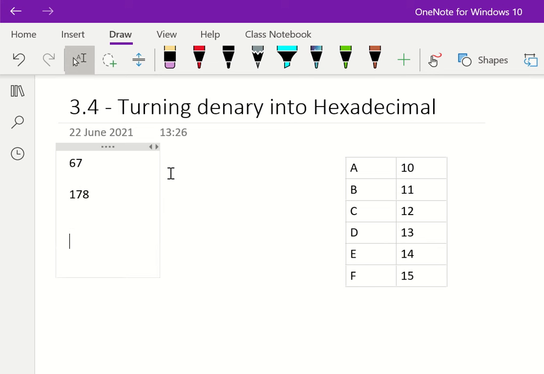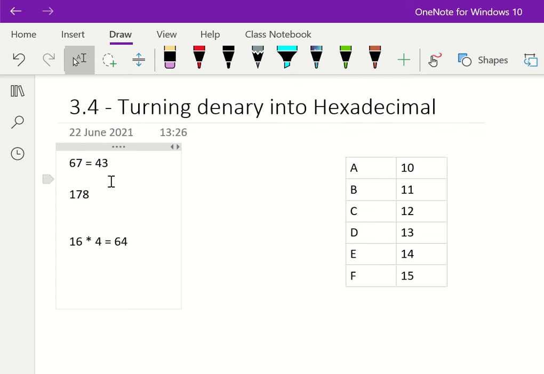I already know from my 16 times table that 16 goes into 67 4 times. 16 times 4 gives me 64, which means my first value, my first half of this, is going to be 4, because it goes into 67 4 times. And then the second value is the remainder. 67 take away 64 gives me 3, so my remainder is 3. So 67 in hexadecimal is actually 43.